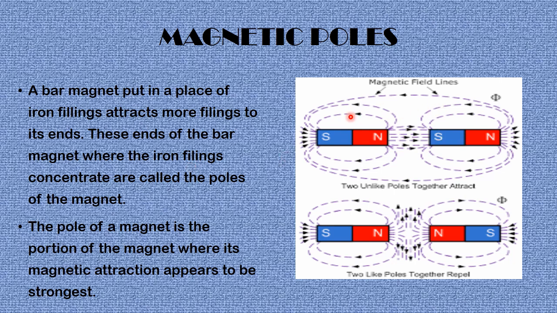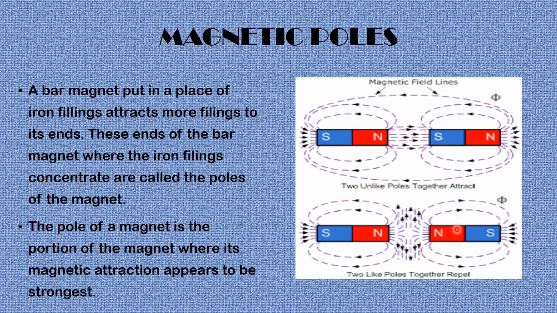Looking at this picture, it shows the poles of bar magnets and how they behave towards one another. Here we have two dissimilar poles facing each other. They will attract one another. This is one of the laws of magnetism. You have the north pole here facing the south pole, and they will attract one another.